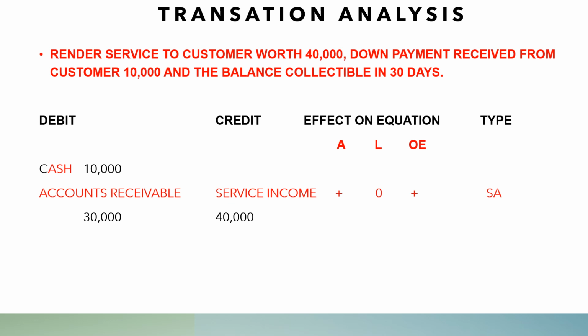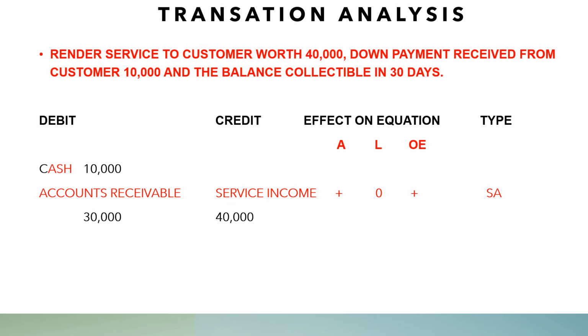And then, why did we receive cash and an accounts receivable from the customer? That is because of rendering of services. So that is actually service income. So service income increased, therefore we place it on the credit side. So please take note, your total debits is 10 and 30, so 40,000, while your credit is 40,000. So this illustrates that always in every transaction, debit is equal to credit.